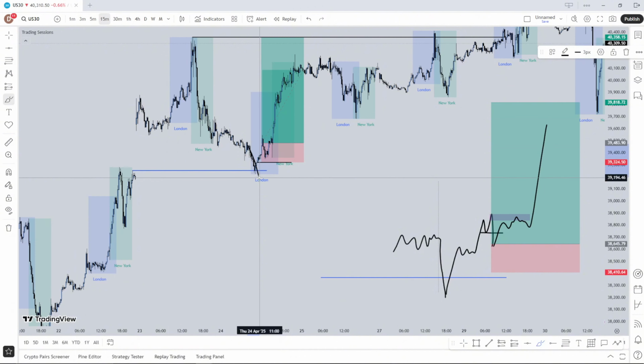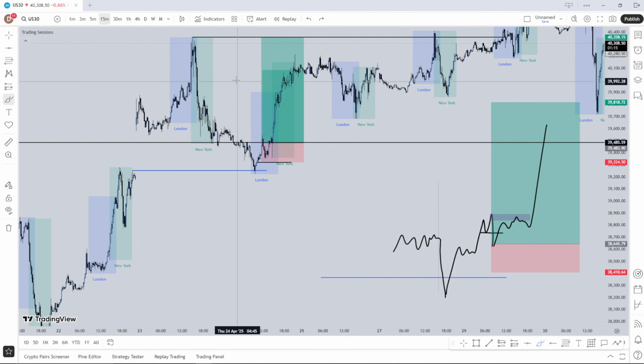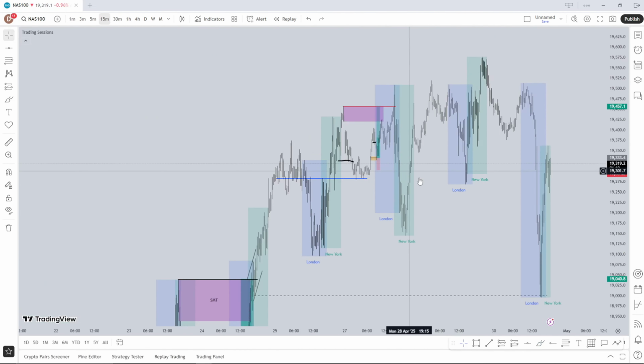So London fake out right here. Then we waited for our confirmation, which was over here. And the target is the high right here. Okay, so those were the trades from Thursday, and let's go over the Monday trade.